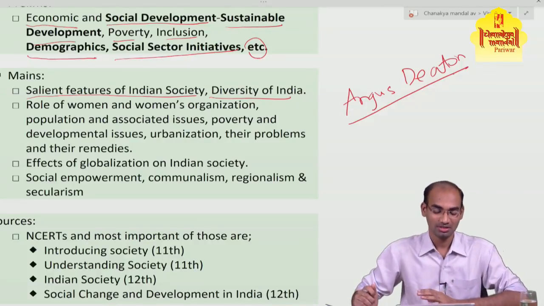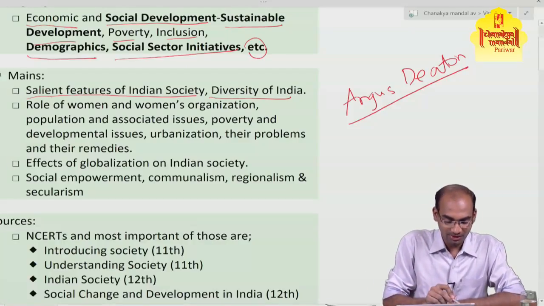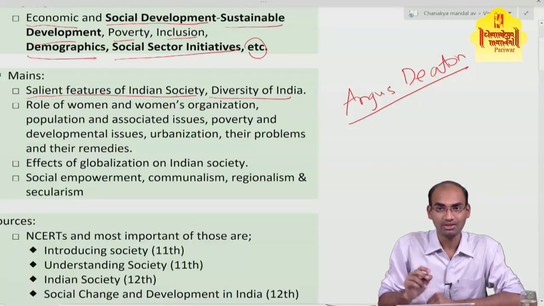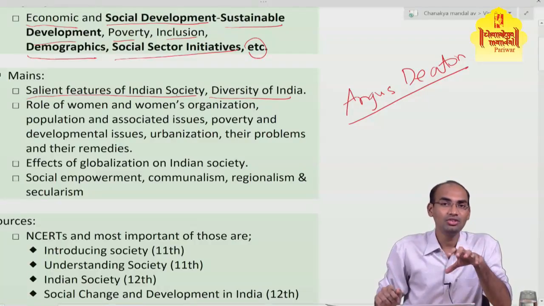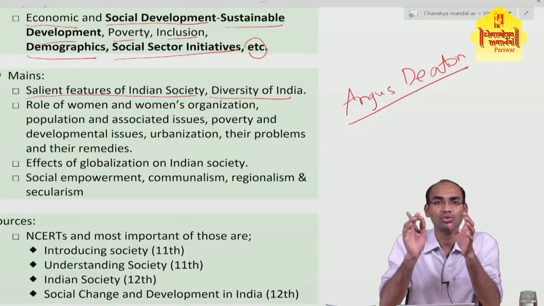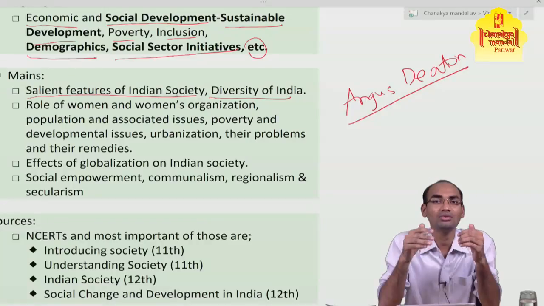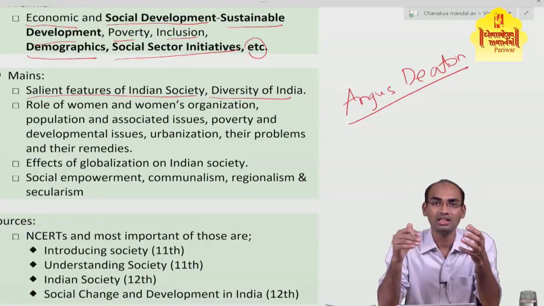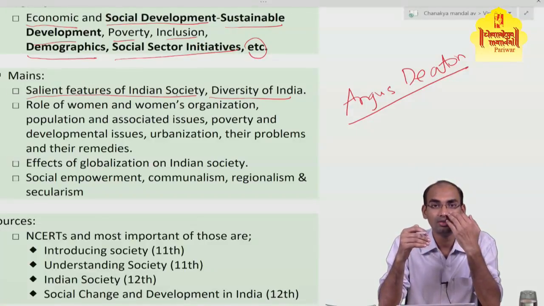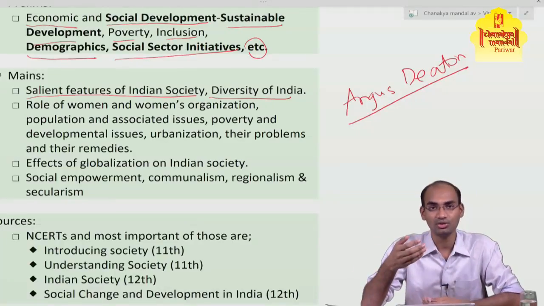Sorry for the disturbance. Let's get back to the main syllabus. First is the salient features of Indian society and diversity of India. In this topic, this is clearly a very vague topic. There is no mentioned framework for this topic. If we sit to list down various characteristics of Indian society, the list will be endless. Indian society is formed in such a unique way that no other society in the world is as diverse as Indian society.